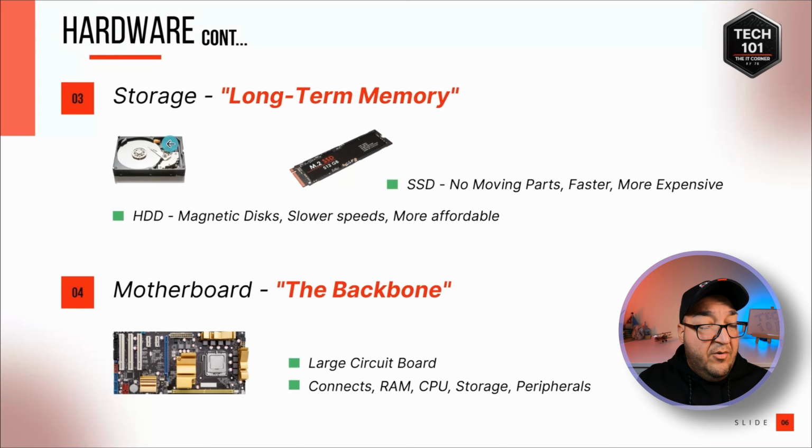Now, a con, I will say, with hard drives is that they have slower speeds. The other type is the SSD, the solid state drive. So this is M.2. Normally these are seen in laptops.